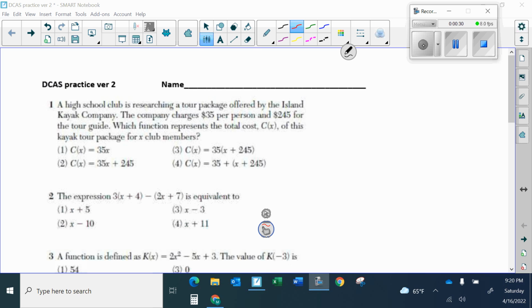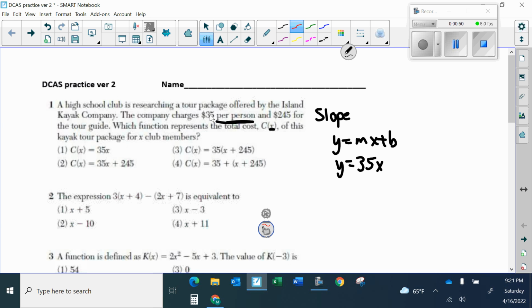So the company charges $35 per person. When you see per person or per something, that's a dead giveaway that is the slope. Okay, remember y equals mx plus b. M is your slope. So it's going to be y equals 35x, if that's what they're using. And $245 for the tour guide. The $245 for the tour guide, that's a one-time fee. So that's your y-intercept. Okay, so there's your equation right there.